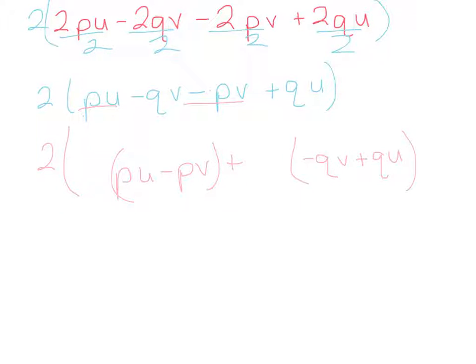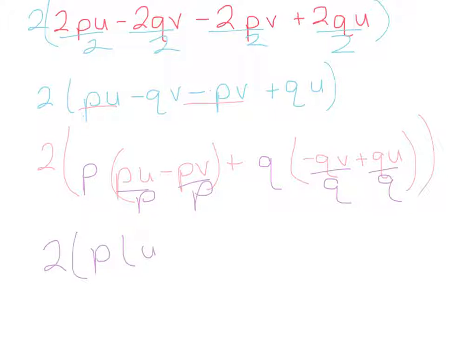Now in this first group, we have a common factor of P. And in the second group, we have a common factor of Q. And let's close that parentheses there. So that'll give you P and then U minus V plus Q negative V plus U.